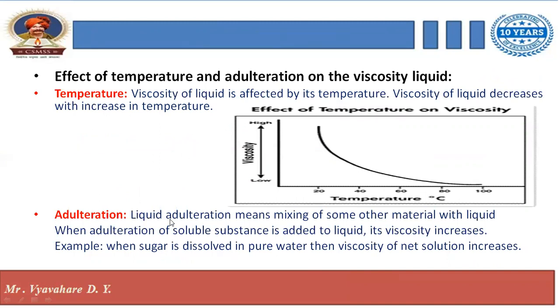Adulteration means mixing some other material with the liquid. When a soluble substance is added to the liquid, its viscosity increases. When sugar is dissolved in pure water, the viscosity of the resulting solution increases.